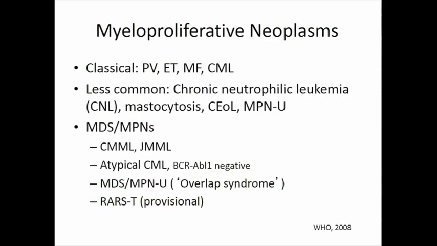So what about this? The myeloproliferative neoplasms we know are multiple. The classical ones are PV, ET, myelofibrosis, and CML. Less common ones that are becoming more notable these days are chronic neutrophilic leukemia, mastocytosis, chronic eosinophilic leukemia, and undifferentiated MPNs. And then we have a mixture of MDS/MPNs that include CMML or JMML, atypical CML, which is a BCR-ABL negative CML, and overlap syndromes with MDS/MPN, and RARS-T, an entity that previously had been solely in the MDS camp, but now looks like it's an overlap syndrome. That certainly is an important one to know with myeloproliferative components.